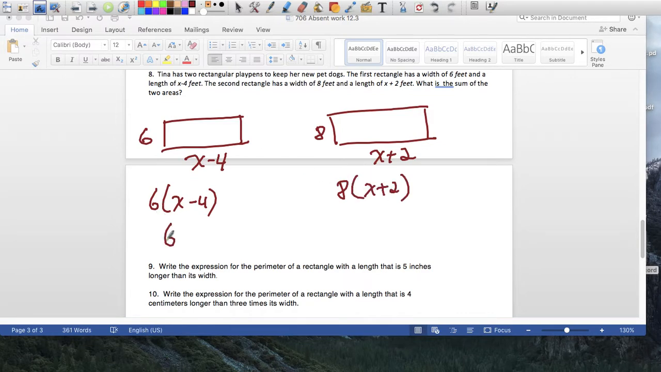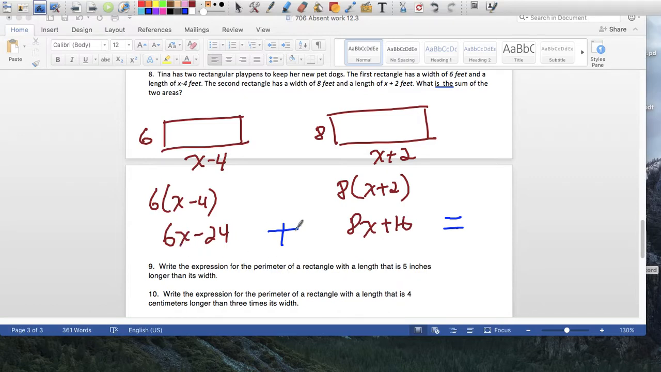Okay. If I multiply, I get 6x minus 24. And over here, I got 8x plus 16. So the area of this particular rectangle is this, and the area of the second playpen is 8x plus 16, but she's asking you for the sum, right, of those two areas. So now we can add these two.